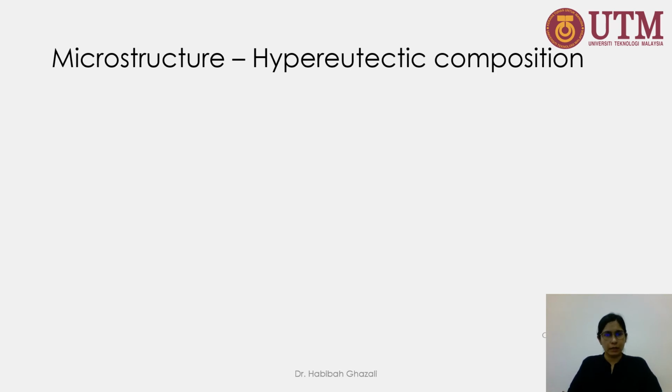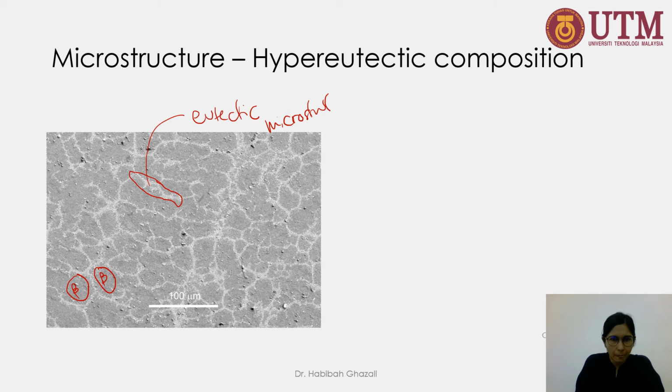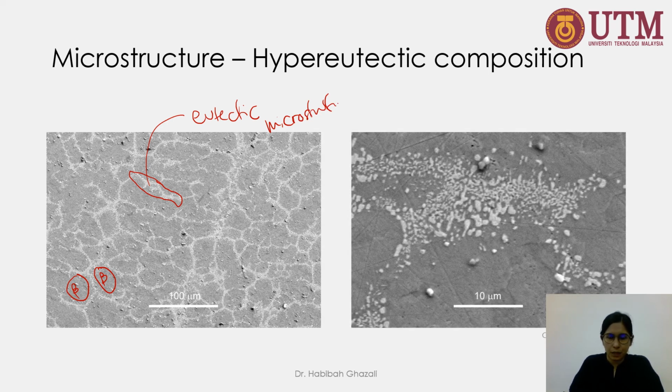So the real microstructure of hypereutectic composition under the microscope will look like this. The dark region here is the primary beta. You can see here the region where the grain boundary is located is the eutectic microstructure. If I observe with higher magnification, I can see at the grain boundary there is an alpha and beta solid solution sitting right next to each other.